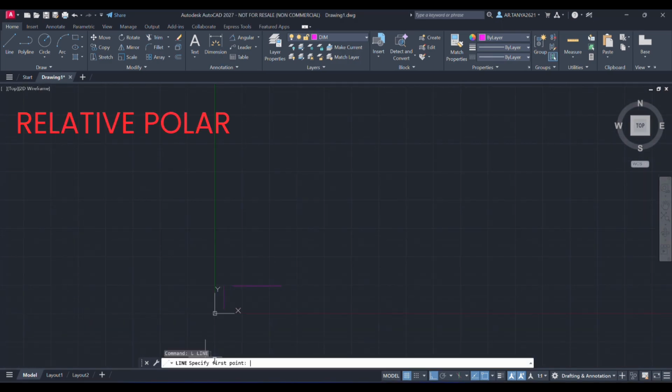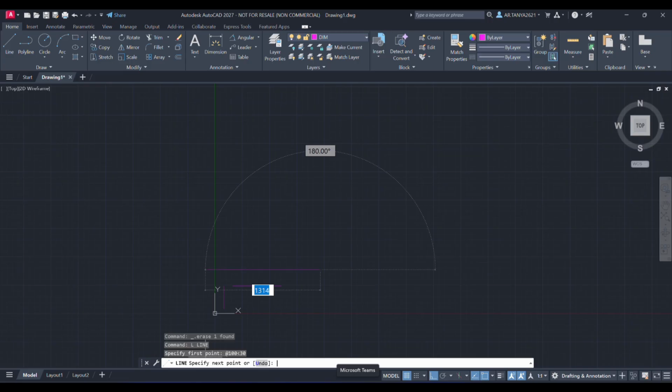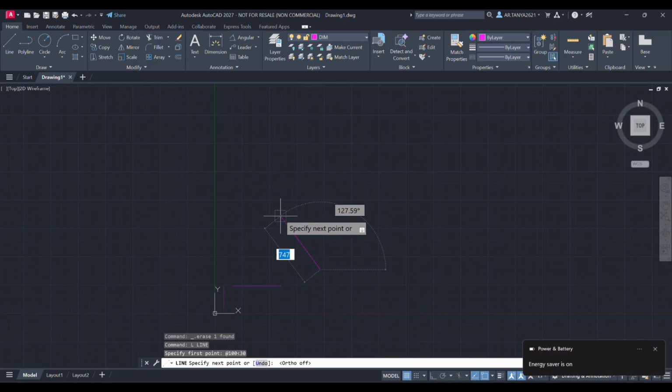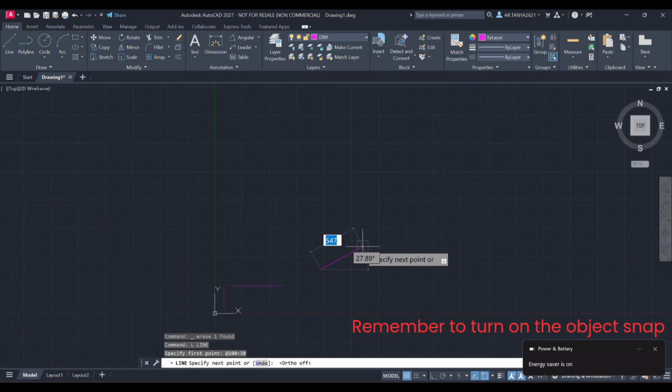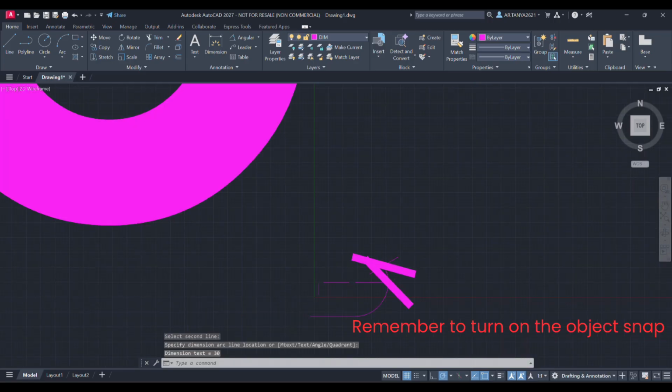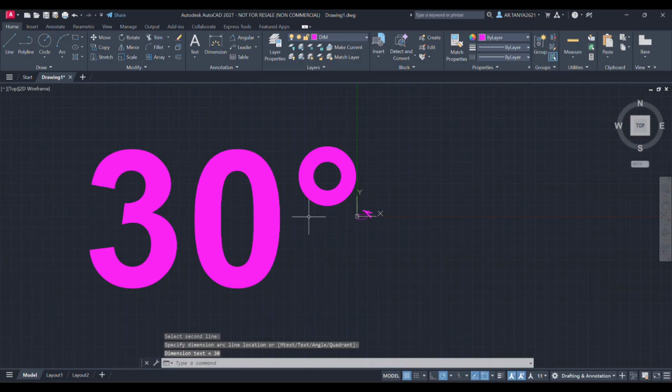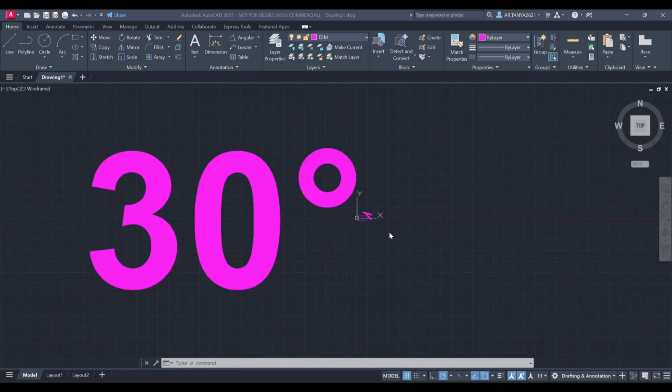Third one is relative polar coordinates. If I type @100<30, AutoCAD again measures from the previous point because the coordinate begins with @. Here 100 is the distance and 30 is the angle. The angle is measured from the positive x direction. So @100<30 means from my last point draw 100 units at an angle of 30 degrees.